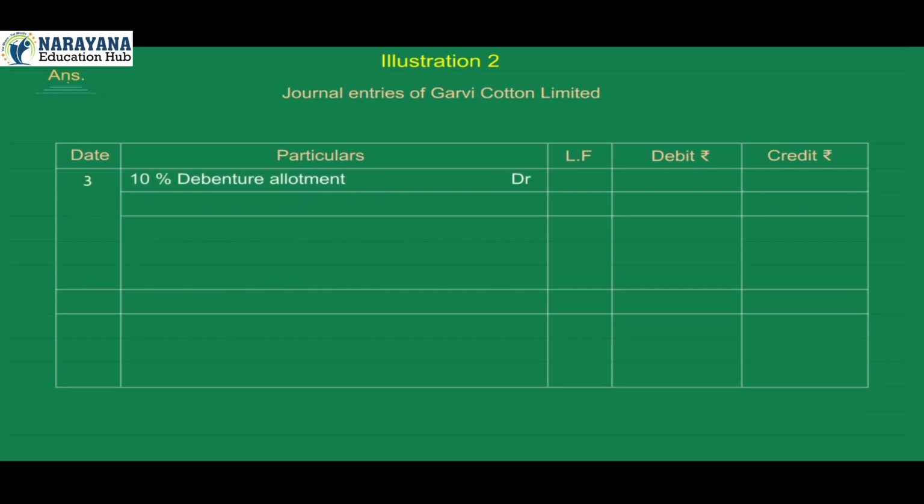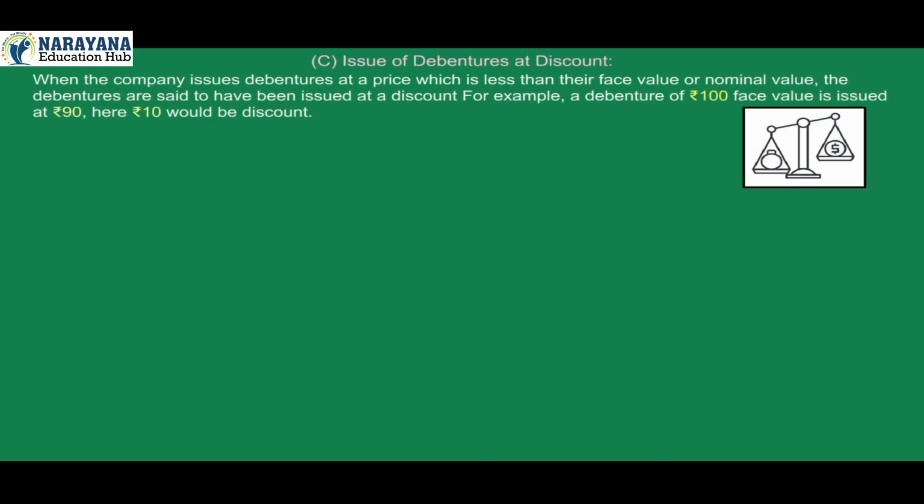3. 10% debenture. C. Issue of debentures at discount. When the company issues debentures at a price which is less than their face value or nominal value, the debentures are said to have been issued at a discount. For example, a debenture of ₹100 face value is issued at ₹90. Here, ₹10 would be the discount.